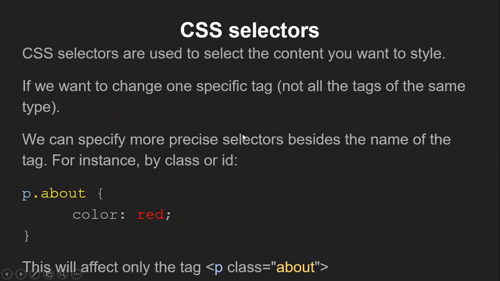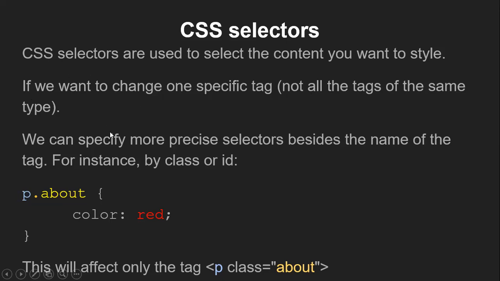Now, there is need to talk about selectors in CSS. CSS selectors are used to select the content you want to style. For instance, you saw when I wanted to change the P tag of my elements in my VS Code, I used the P selector. So the P selector will affect all the P in my web page. So if we want to change one specific tag, not all the tags of the same type, we use the selectors for it.